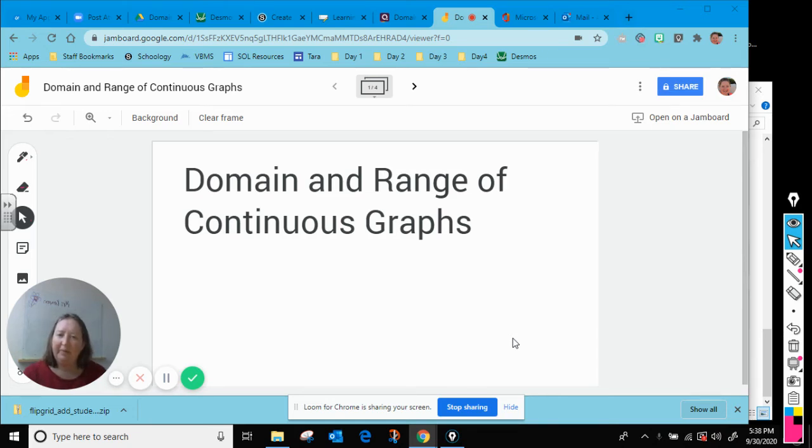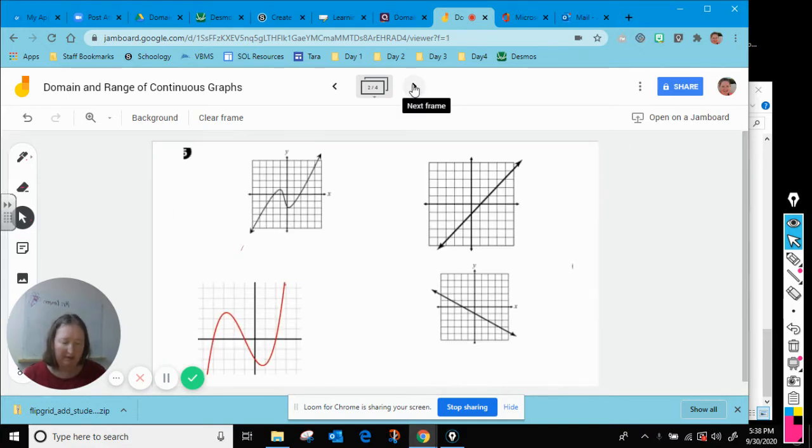This is a video about domain and range of continuous graphs. Take a look at the graphs on this page. All four of these graphs have the domain of all real numbers and the range of all real numbers. Notice that this graph has lines that just continue on and continue on forever. That's what those arrowheads tell us.